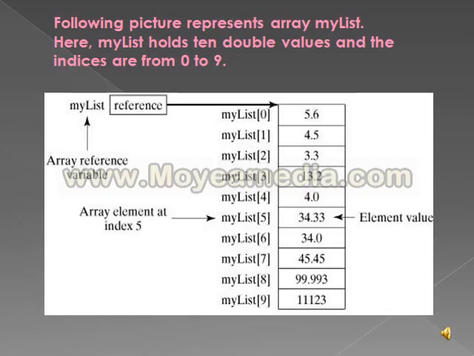Look at the picture. This picture represents array myList. Here, myList holds 10 double values and the indices start from 0 to 9.